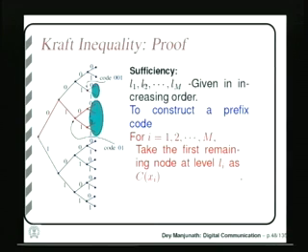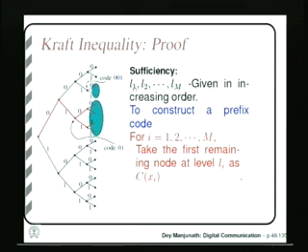Then we will pick L2. L2 may be equal to L1 or may be greater than L1. So, if it is equal to L1, we will take the next node available at this level, so this one. Obviously, it will disqualify some other nodes, they will not intersect with this. This will not be a prefix of this, and this also will not be a prefix of this node. And if L2 is greater than L1, then we will go to that level, the L2 level.